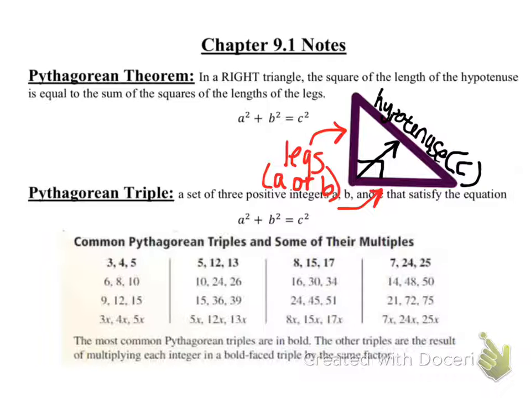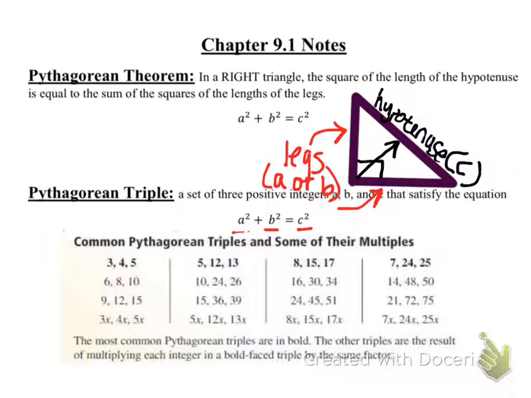So whatever value that side is, whether it's the missing side or a side that's given to you, you'll just plug in either of those sides for A or B, and then the hypotenuse, again, that value, whether it's missing or given, will always be C. We also have something called a Pythagorean triple, and that's just a set of 3 positive integers that satisfy the equation. So meaning if you found a missing side and you have all 3, A, B, and C, if this is true, then it forms a Pythagorean triple.